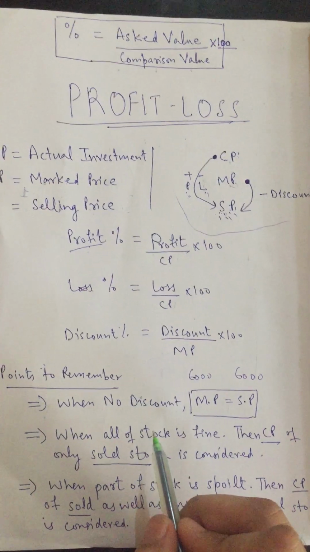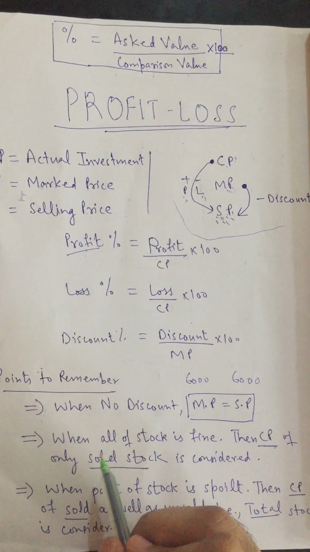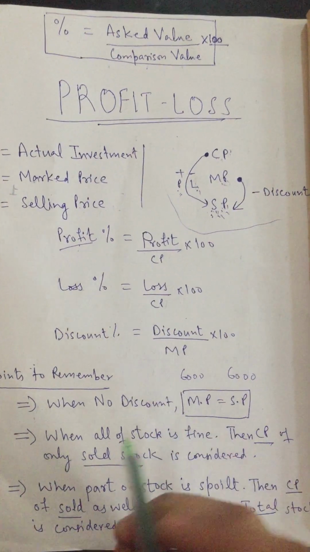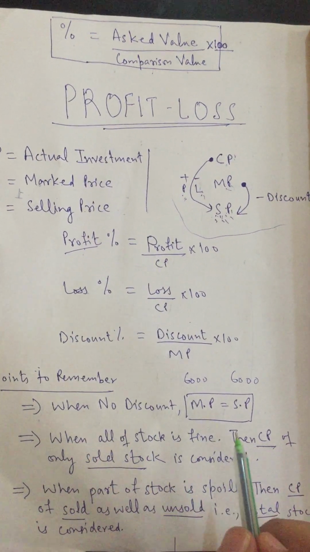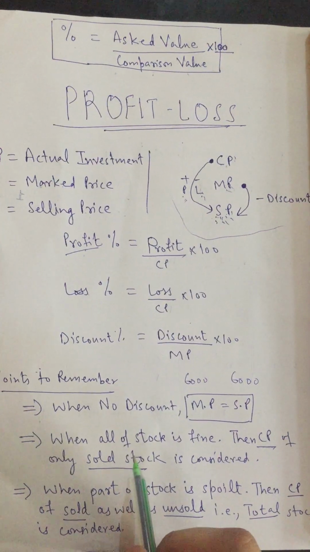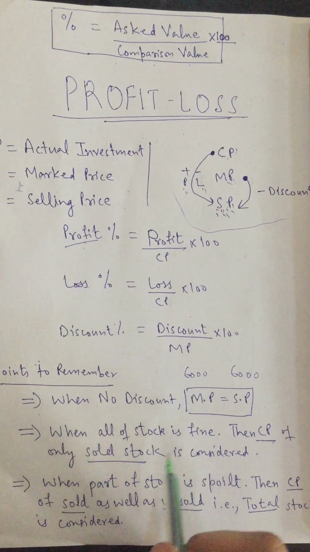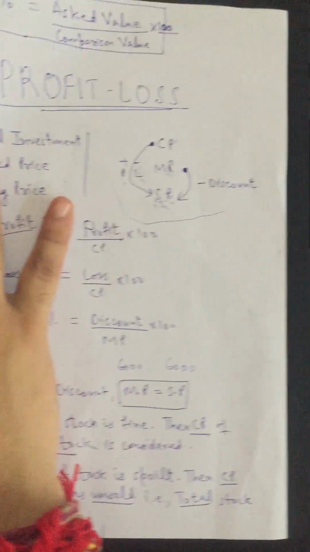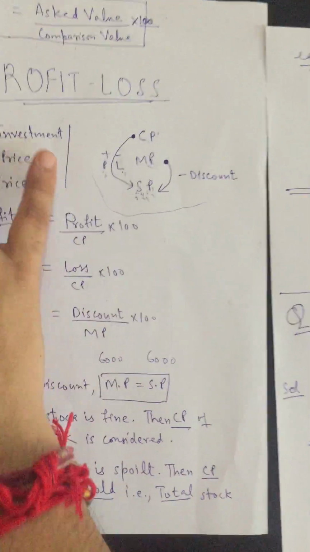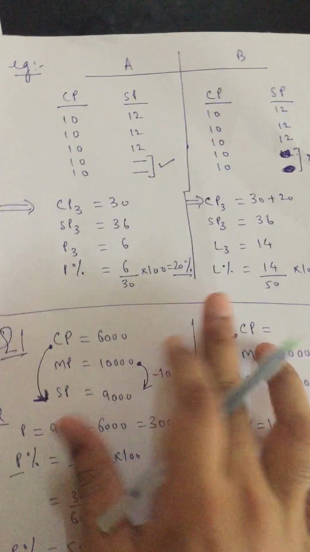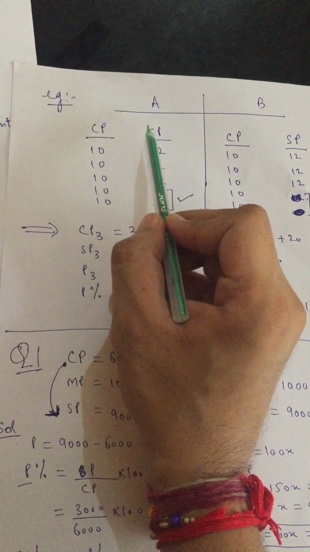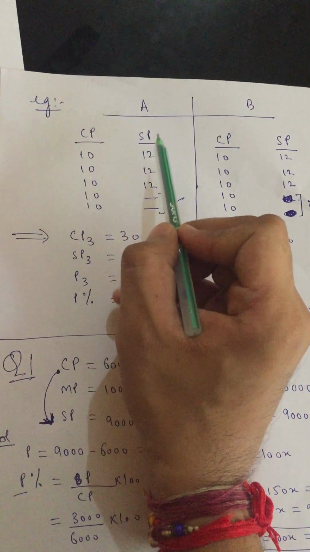When not all of the total stock bought by you is sold, then cost price of only sold stock is considered. Example, okay. Example is this case. The first case, cost price per pen is rupees 10, SP per pen is rupees 12.